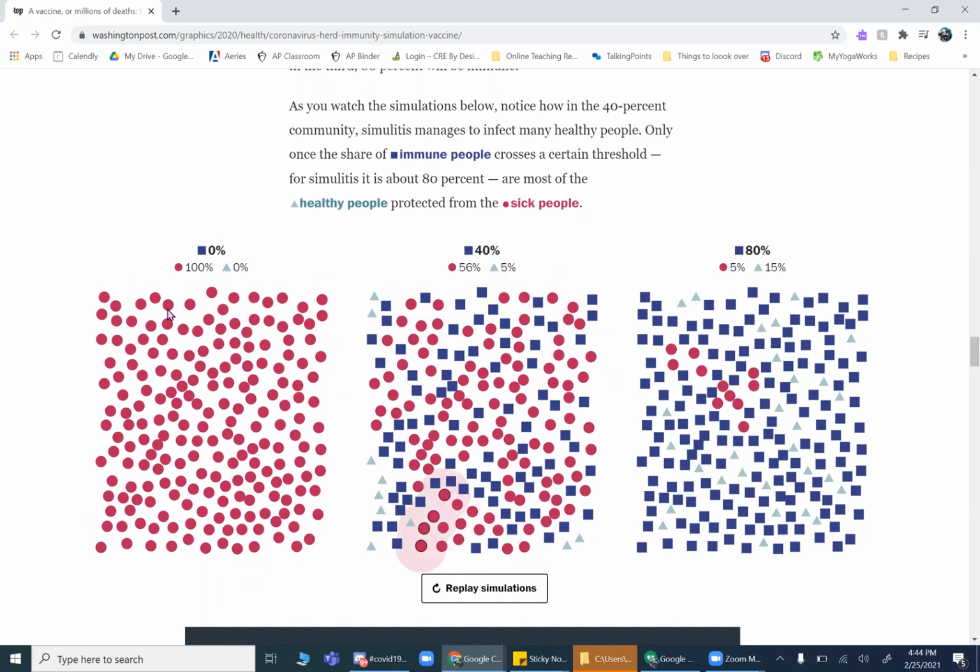All right, so we see like 100% infection here, and then a 56% infection with only 40% of the people who are immune or been vaccinated. And 80% means that only 5% or less are infected.